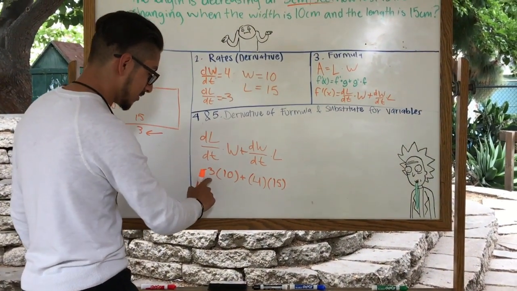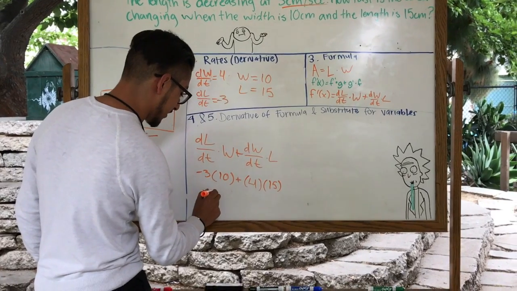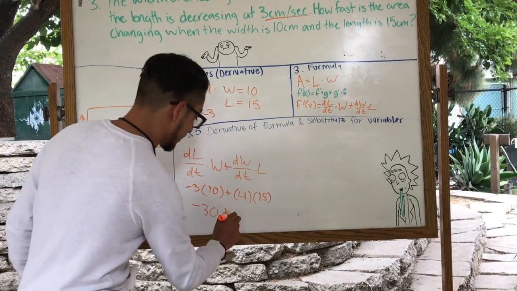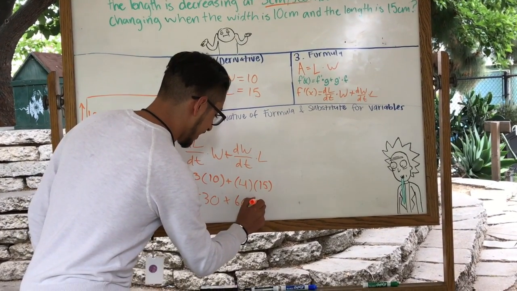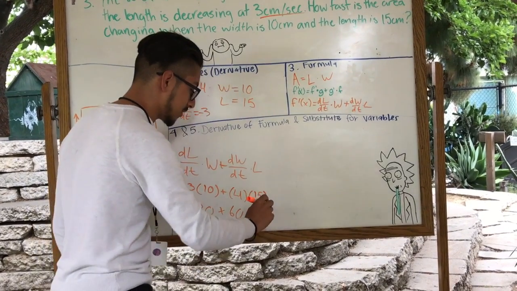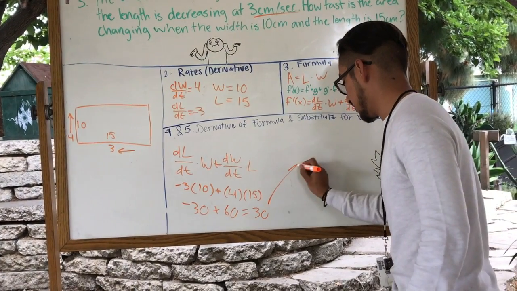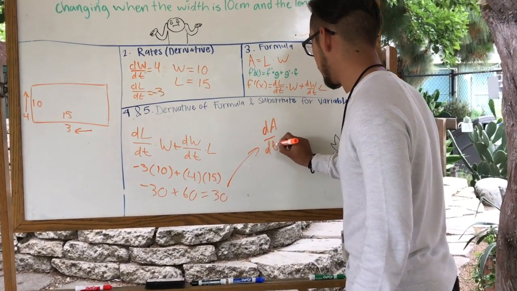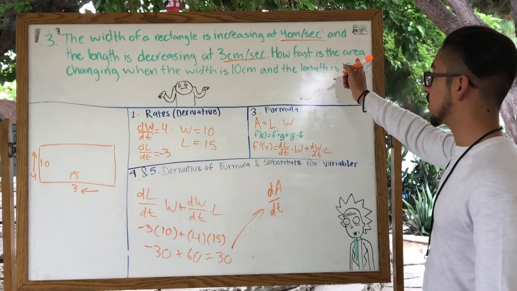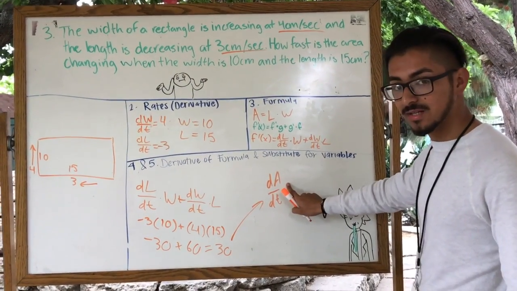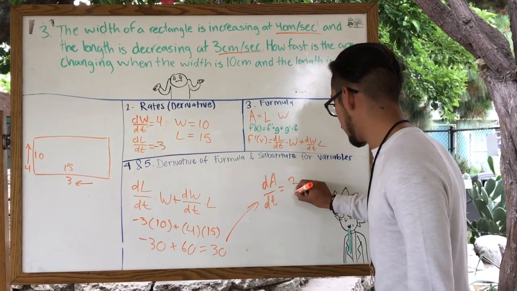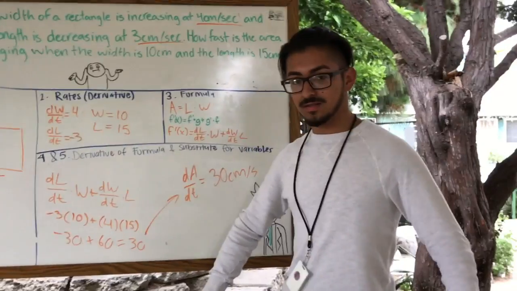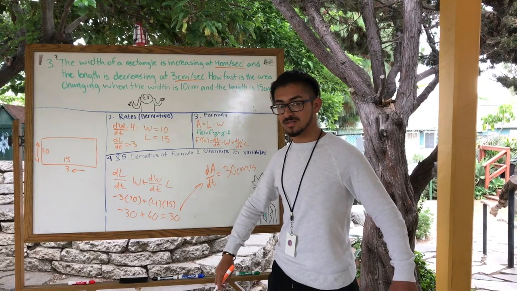So from here, you just multiply, so you get negative 3 times 10, negative 30, plus 4 times 15, which is 60, and that comes out to 30. So when you write it as your final answer, you would get dA/dt, because we're trying to find the rate at which the area is changing, which is why we have dA over dt, equals 30 centimeters per second. That is all.